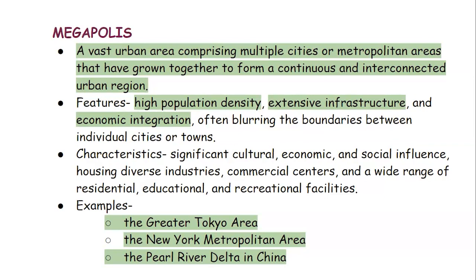So as it is a collection or clubbing of different cities or areas together, of course it has different kinds of cultures, people doing different kinds of jobs, etc. So megapolises are usually very diverse. That's it. And some of the major examples of megapolis are the Greater Tokyo area, the New York metropolitan area, and the Pearl River Delta in China.